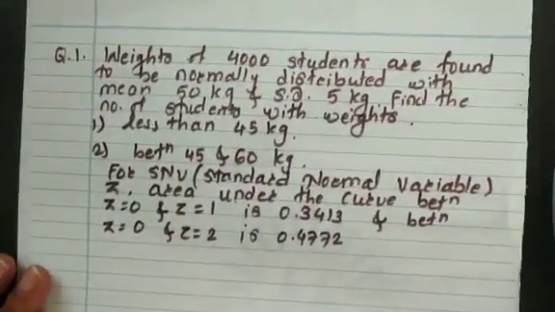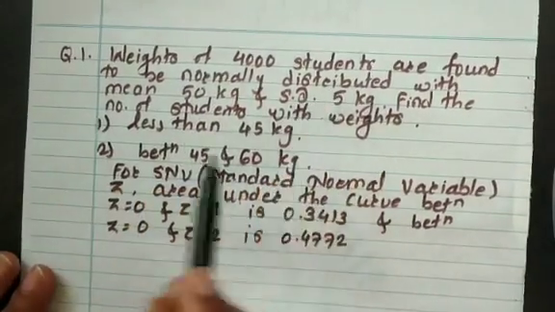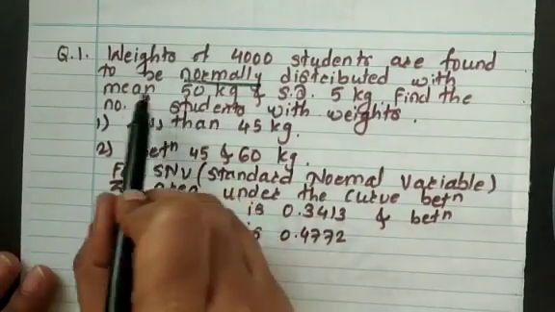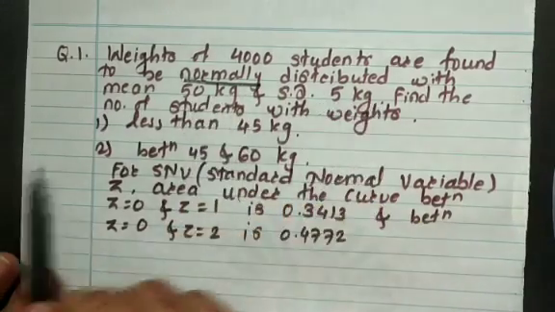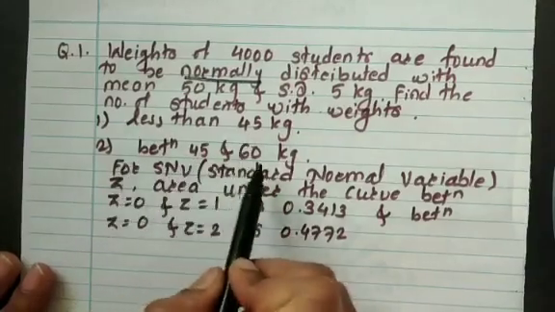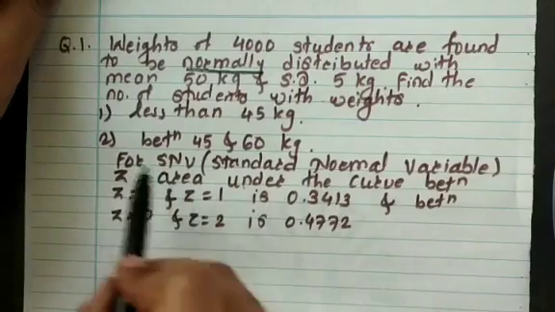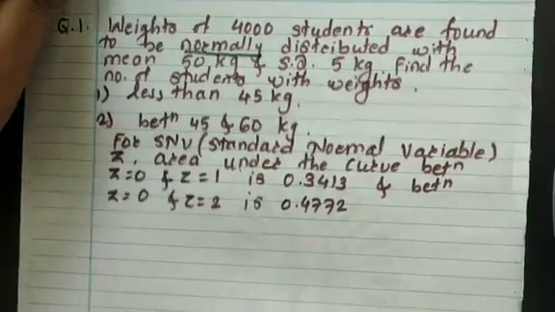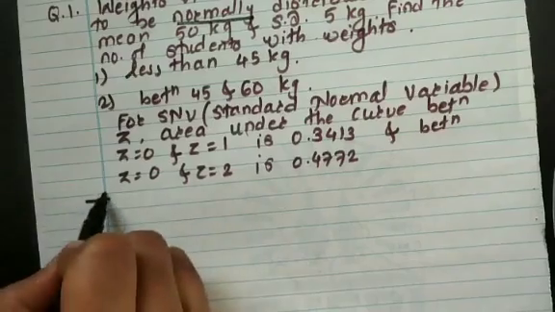So the first question is, weights of 4,000 students are found to be normally distributed. It is given to you that it is a normal distribution with mean and standard deviation. Mean is 50 and standard deviation is 5 kg. Find the number of students with weights less than 45 kg, and between 45 and 60 kg. Whatever is needed in our example will be given to you. The areas will be with us. We'll start to solve this.